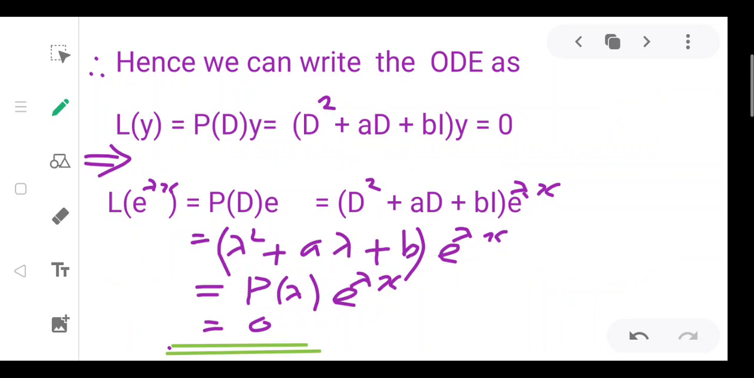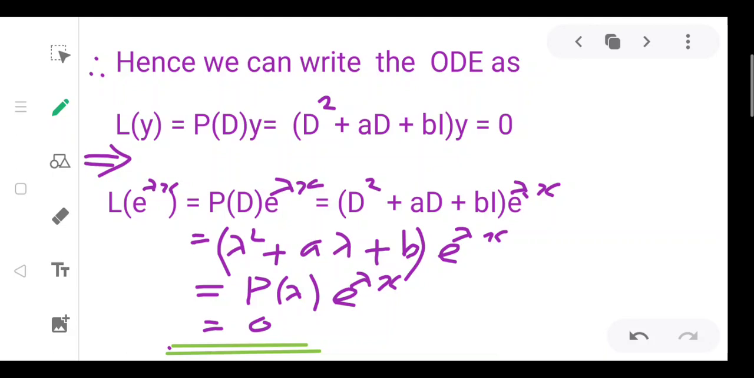So if you replace y is equal to e raised to lambda x, then the above expression becomes L of e raised to lambda x equal to P of D of e raised to lambda x. That is (D square plus aD plus bI) e raised to lambda x. We are replacing D by lambda, so D square equals lambda square. So the above expression becomes (lambda square plus a lambda plus b) e raised to lambda x.